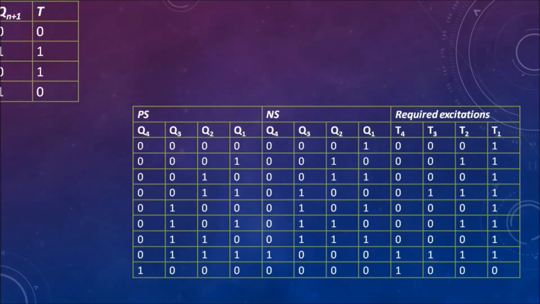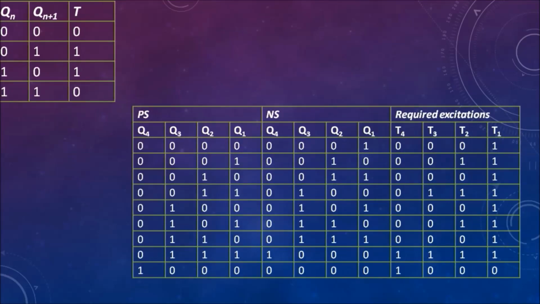So we have to know the excitation table of the T flip-flop here. At the corner it's given, and below the required excitation. So for Q4, if we consider Q4, then the present state is 0 and the next state is 0. Present state is Qn and next state is Qn plus 1. So for this, T should be 0. So in the required excitations column at T4, this is 0.